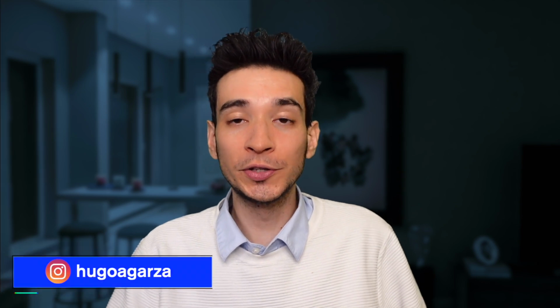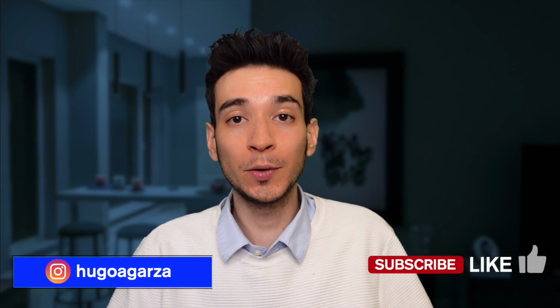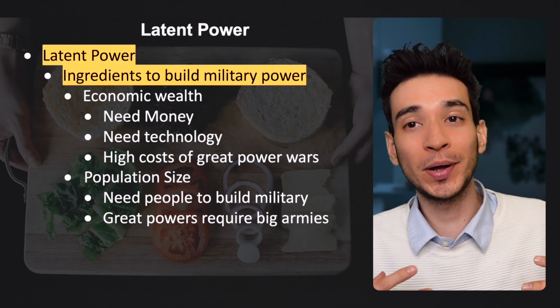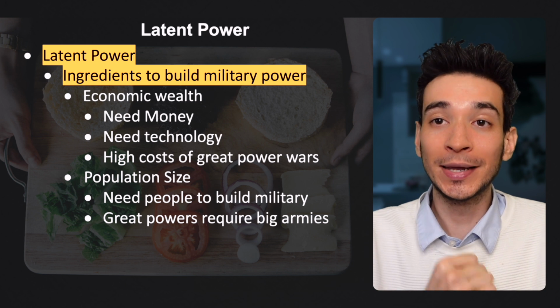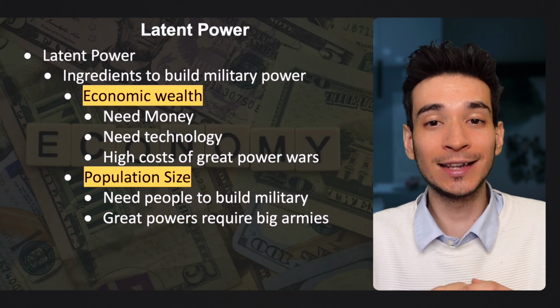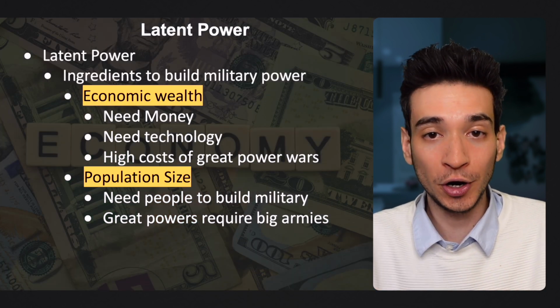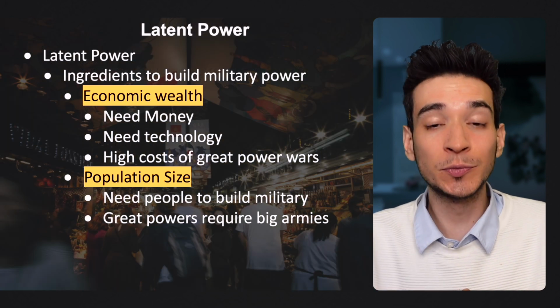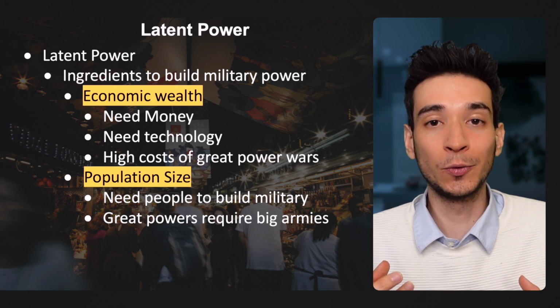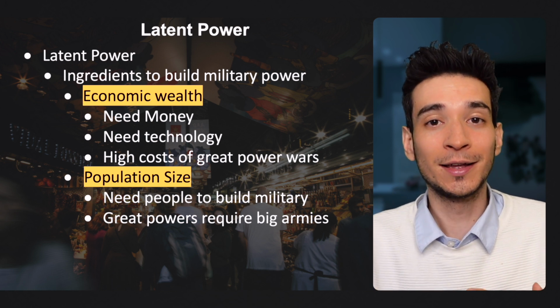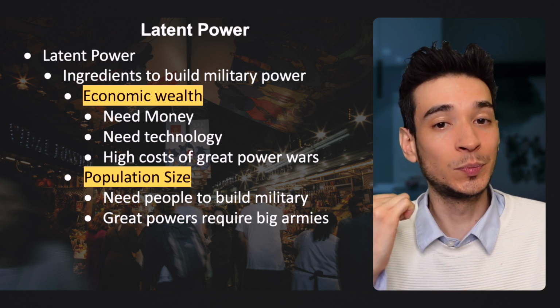In the previous video, we talked about hard power, soft power, and smart power. But countries have also another type of power, which is latent power. Latent power refers to the ingredients that go into making military power. So it is largely based on a country's economic wealth and the size of its population. This is because to create military power, countries need money, they need technology, and they need people.